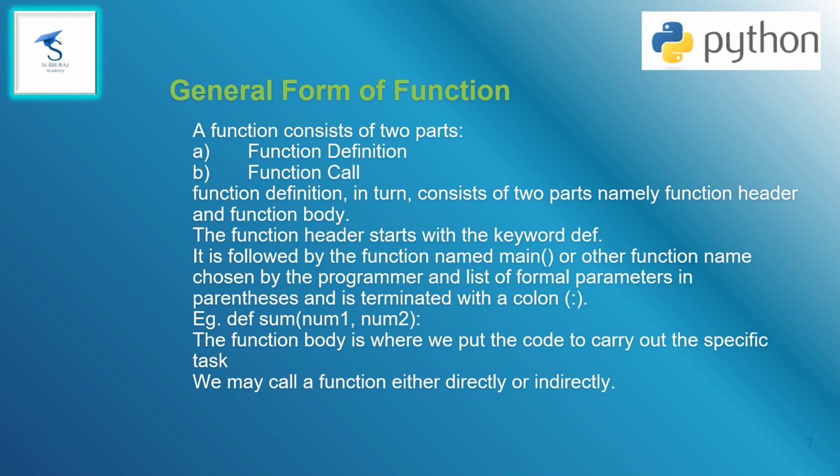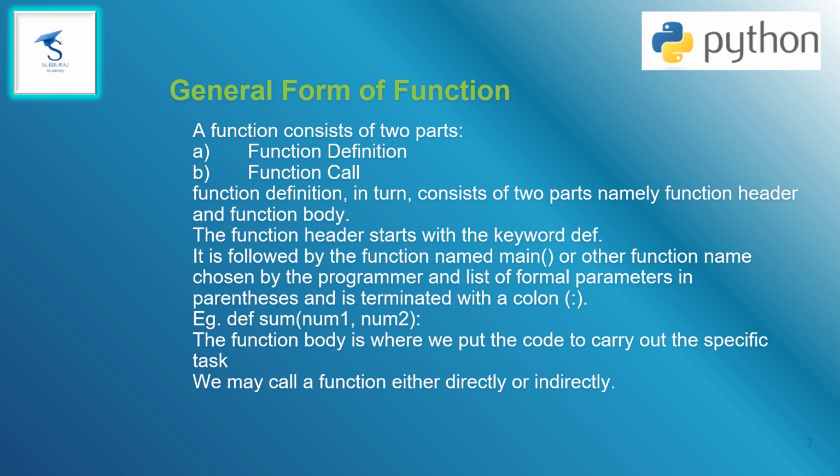So there is a format for everything. Here is the general form of a function. There are two parts of a function in Python, like any other language: the function definition and the function call. Two important things, function definition and function call. And function definition in turn consists of two parts: function header and function body. What is function definition? Function definition has two parts.